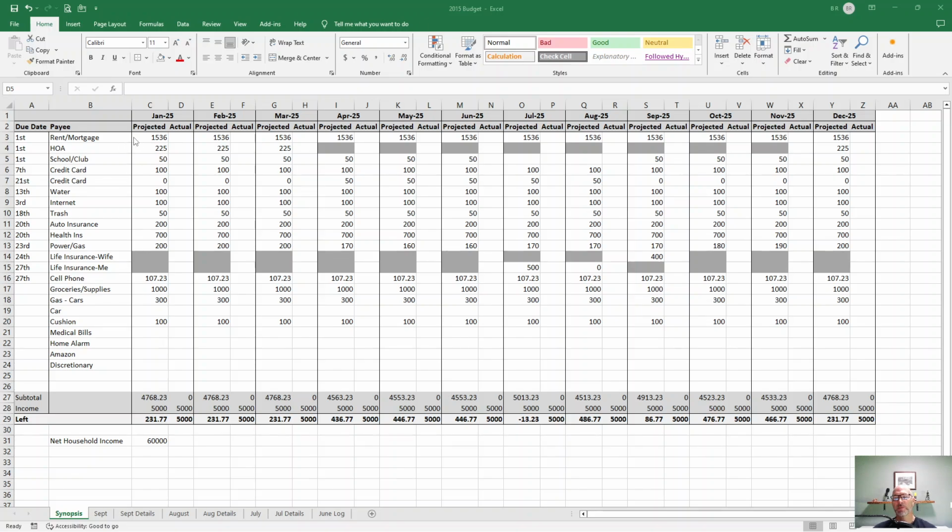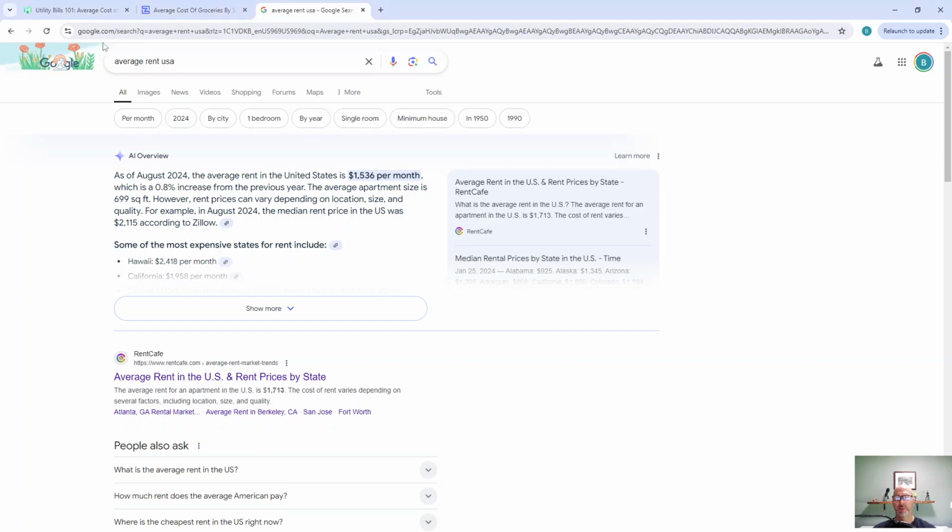And what I've done is I've put in just some general numbers here. So for example, rent, I used a website that talks about the average rent. I just did a quick Google search and used the Rent Cafe number of what actually this was an AI analysis from Google that talks about the average rent the average American person pays, $1,536 a month in rent.